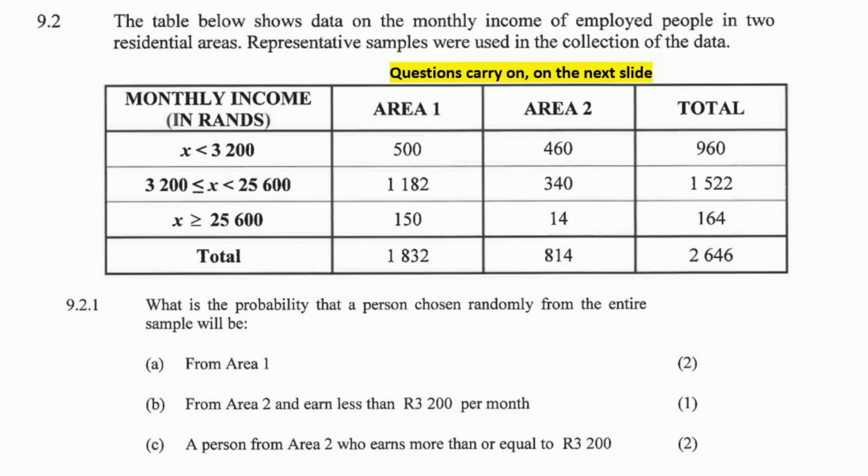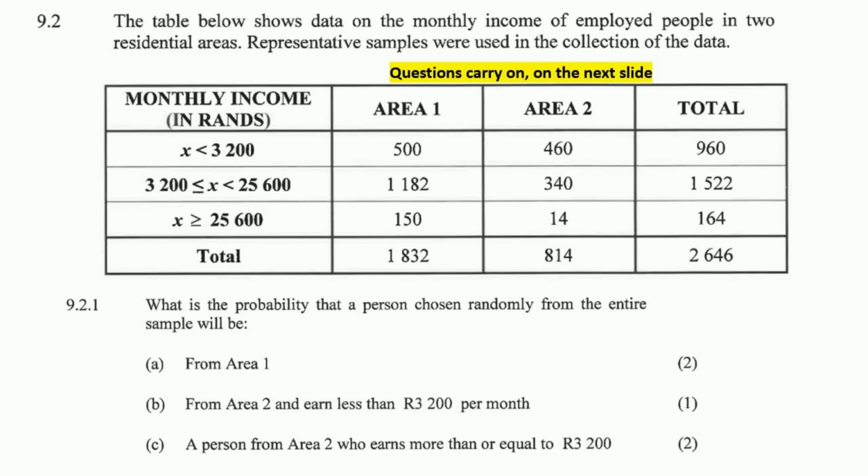Just want to make mention that this question does carry on to the next slide. The table below shows data on the monthly income of employed people in 2 residential areas. Okay, so let me try to explain. The way that this table works, in area 1, there are 500 people who earn less than 3,200 Rand per month. There are 1,182 people who earn somewhere between 3,200 and 25,600 Rand, and then there are 150 people who earn more than 25,600 Rand per month. Okay, and then obviously area 2 goes through the same, and then here are the totals.